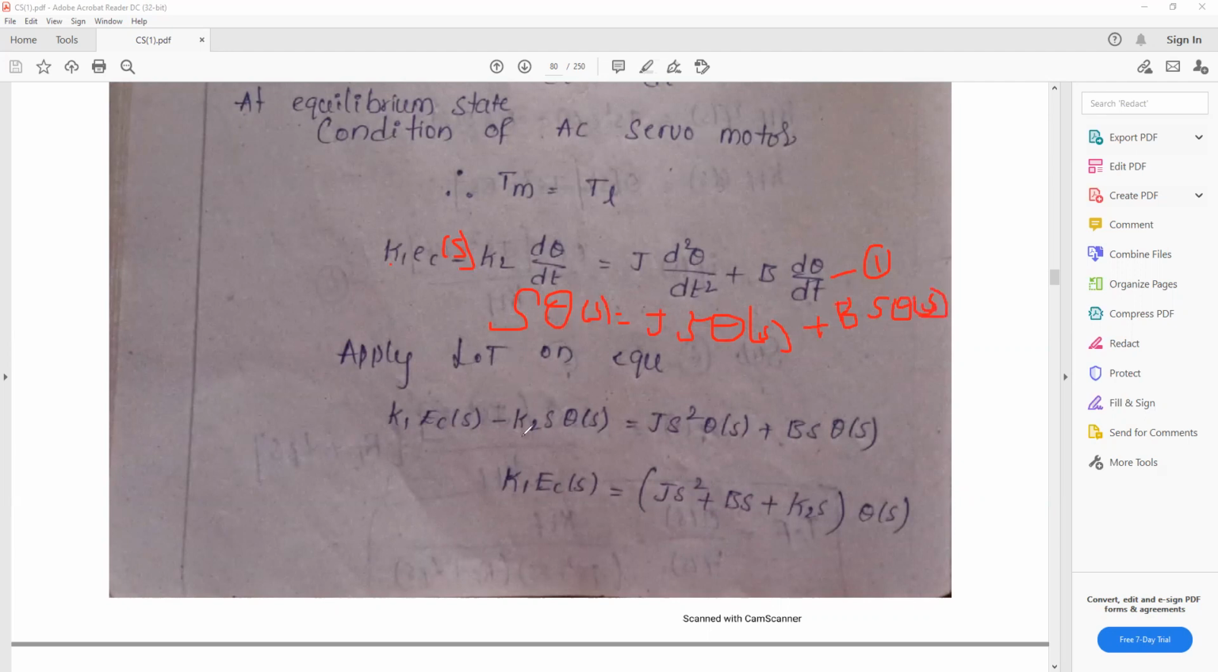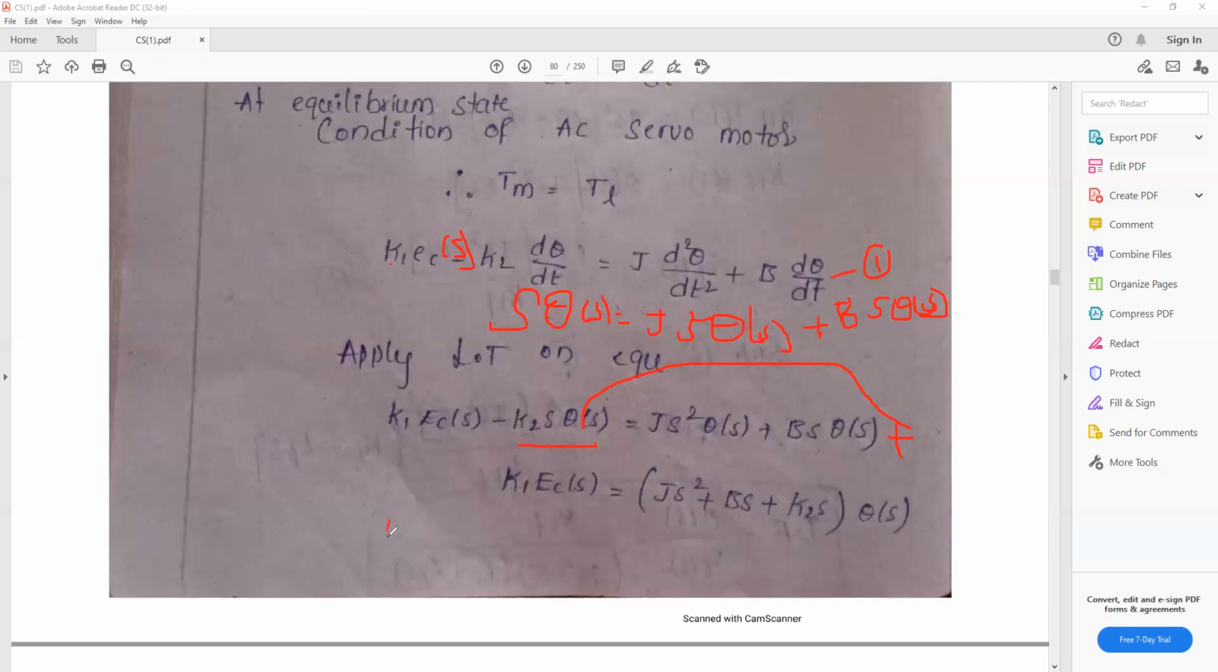So in this, the theta(s) terms are sent to the left side, plus K2 s into theta(s). So theta(s) terms are three: first term, second term, third term. So theta(s) is common: J s square plus B s plus K2 s, into theta(s).